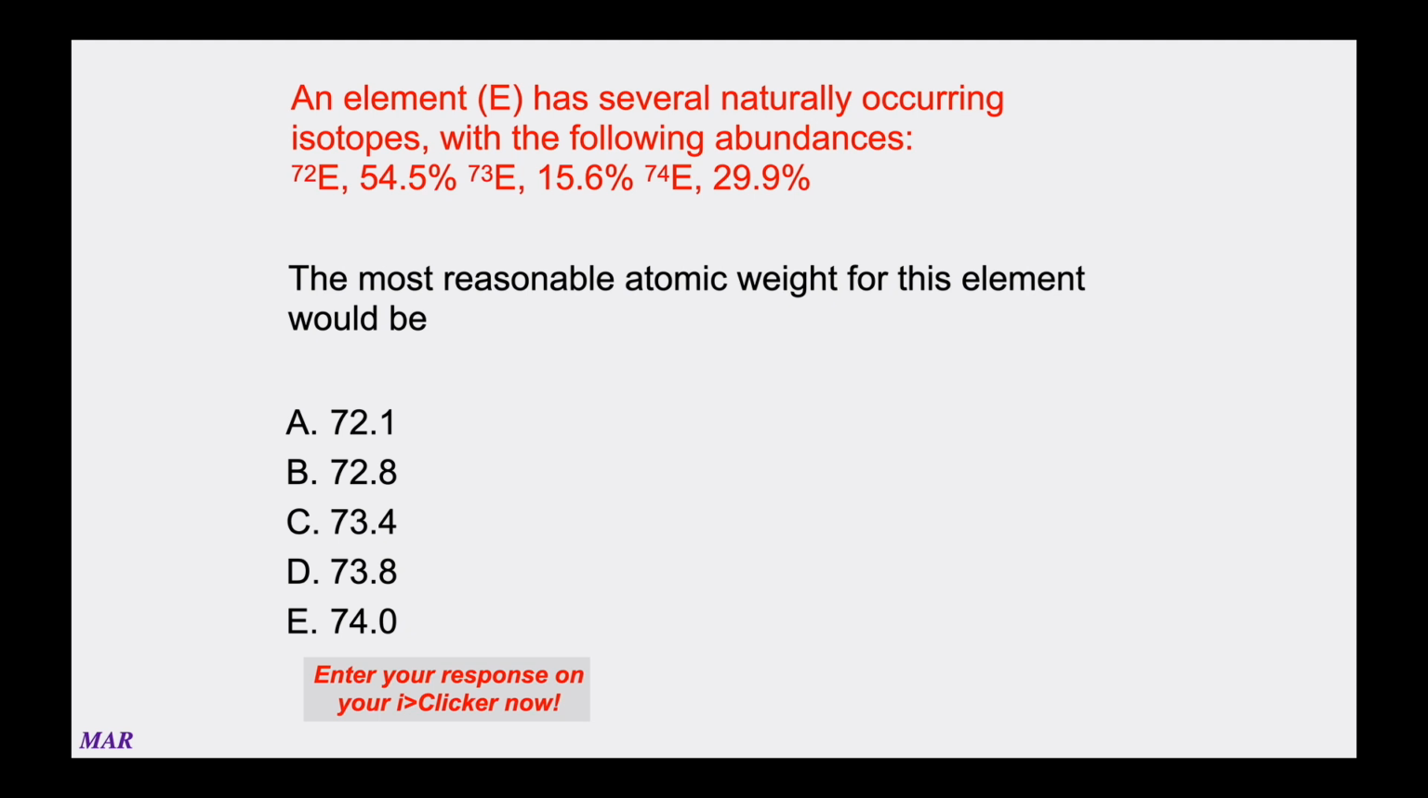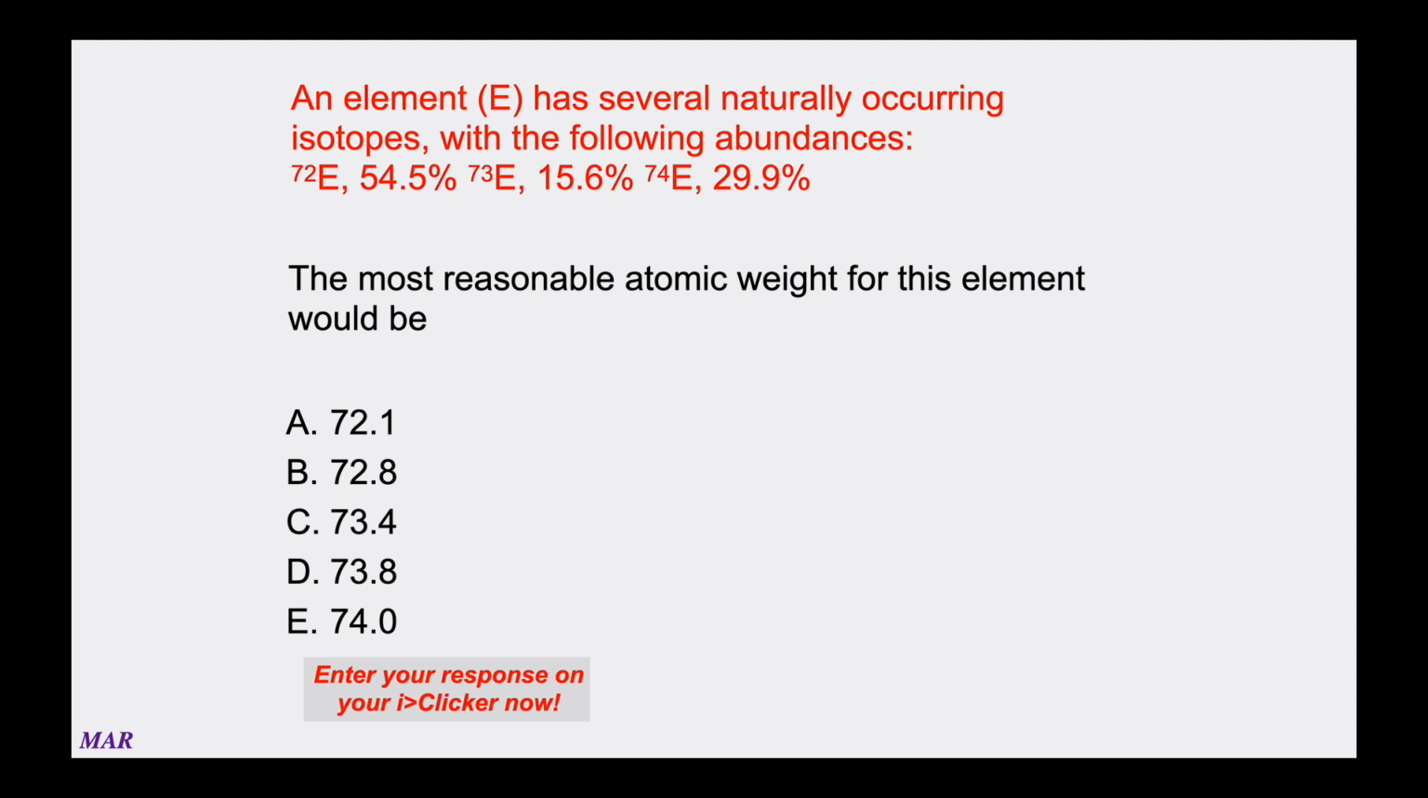It's not like it's 90% 72, but it is more than half. So the atomic weight, the average, will definitely sway more towards 72. But you do have an appreciable amount of both 73 and 74. All right. It's not halfway up, but it is quite a bit. So having an answer of 72.1 in A is probably a little too enthusiastic.